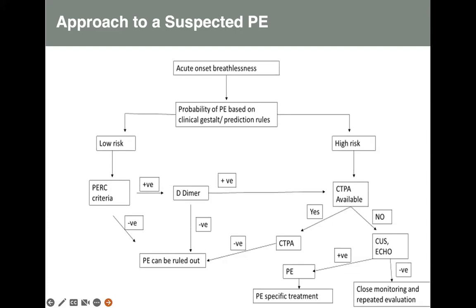And if the D-dimer is positive, then you have to do CT-PA if it's available, okay? If it's available, then you continue to do it. If it's positive, we continue with treatment. If it's negative, then you don't have to continue with treatment. We're ruling out. But if your scoring system and your probability is high, then you just have to continue straight to CT-PA, okay? If CT-PA is negative, we can continue doing echo, and then we're doing close monitoring and repeat evaluation every now and then until the patient is stable enough. Next slide.